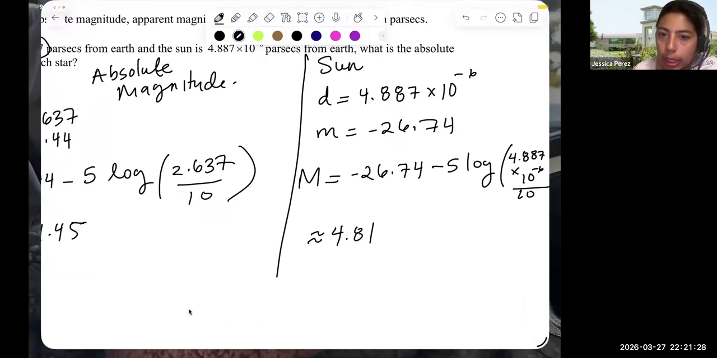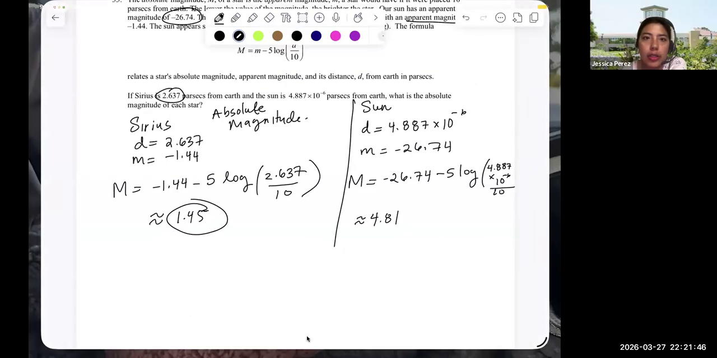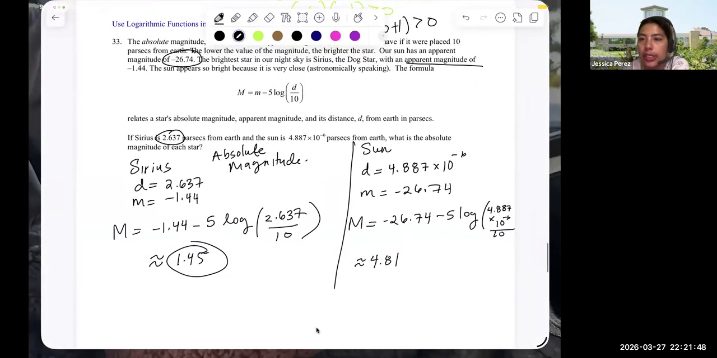So then the brightness here, it's much less bright than Sirius. So the 1.45 shows the absolute magnitude of the star. And with that, we finish this section. So when you're substituting d, just leave it as it is. So 4.887 times 10 to the -6, and you want to keep that in your calculator.